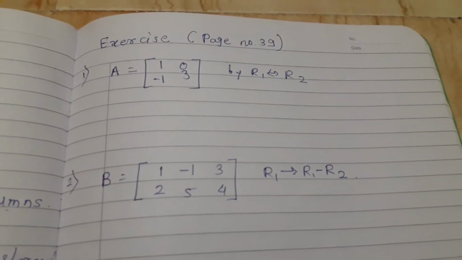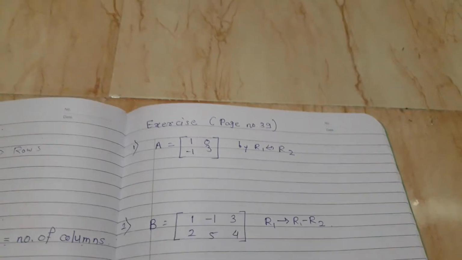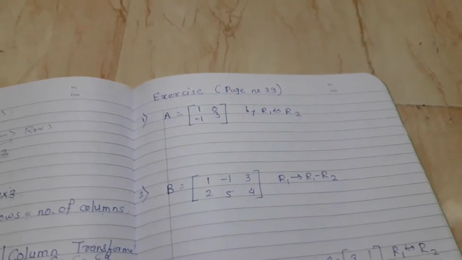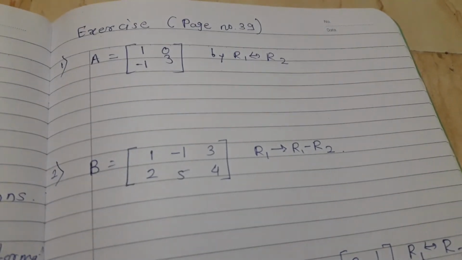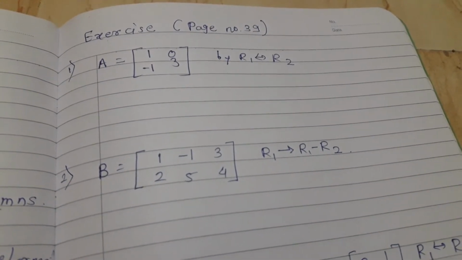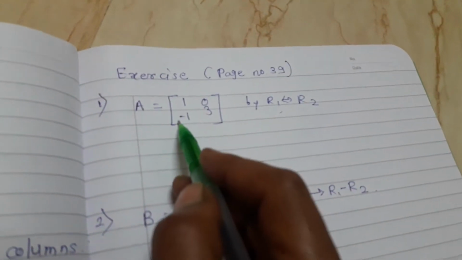Hello everyone. Let me see the exercise based on matrices. This is the exercise from matrices, page number 39. Okay, let me see the examples. A equal to 1 minus 1 0 3 by R1 interchange into R2. Means we have to apply these operations on the given matrices.